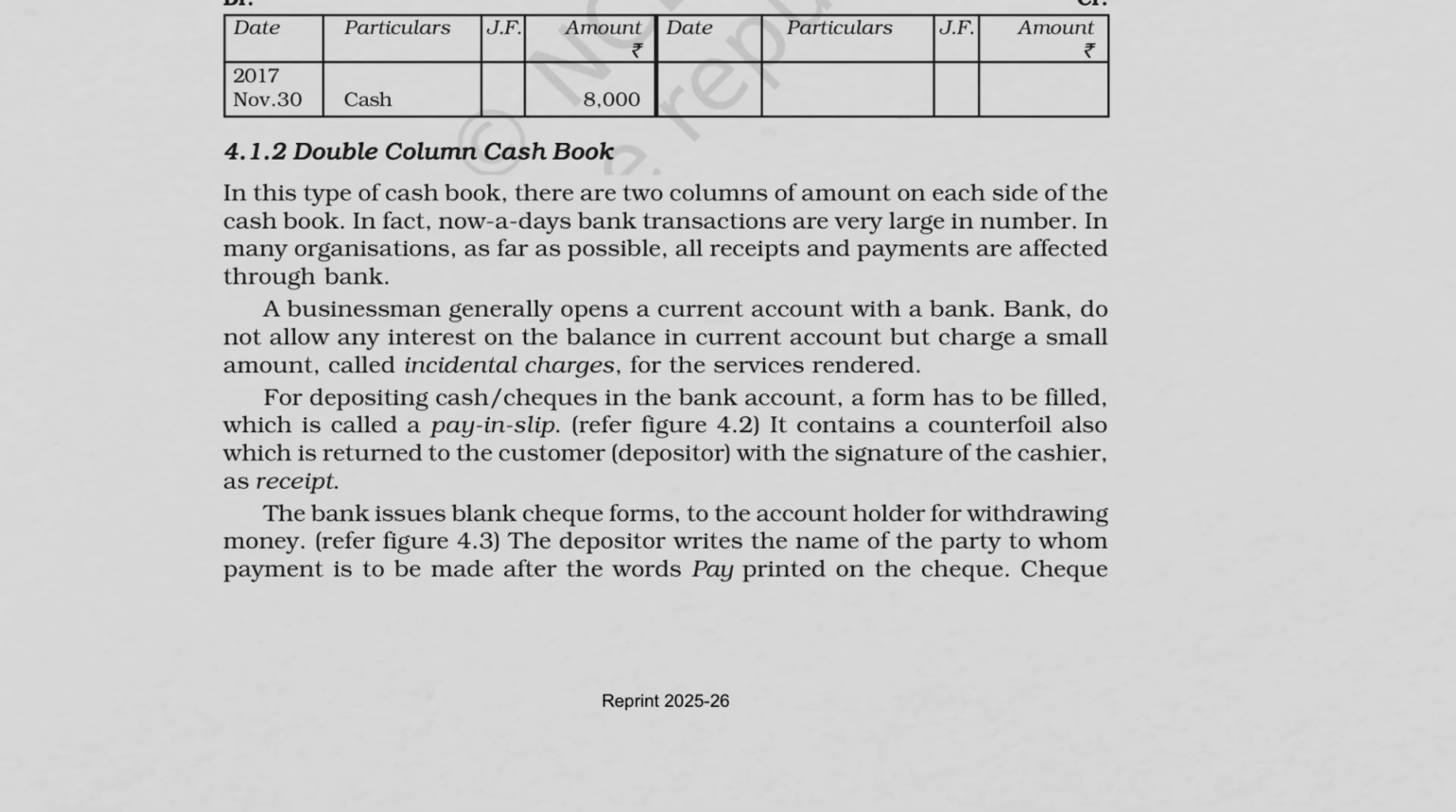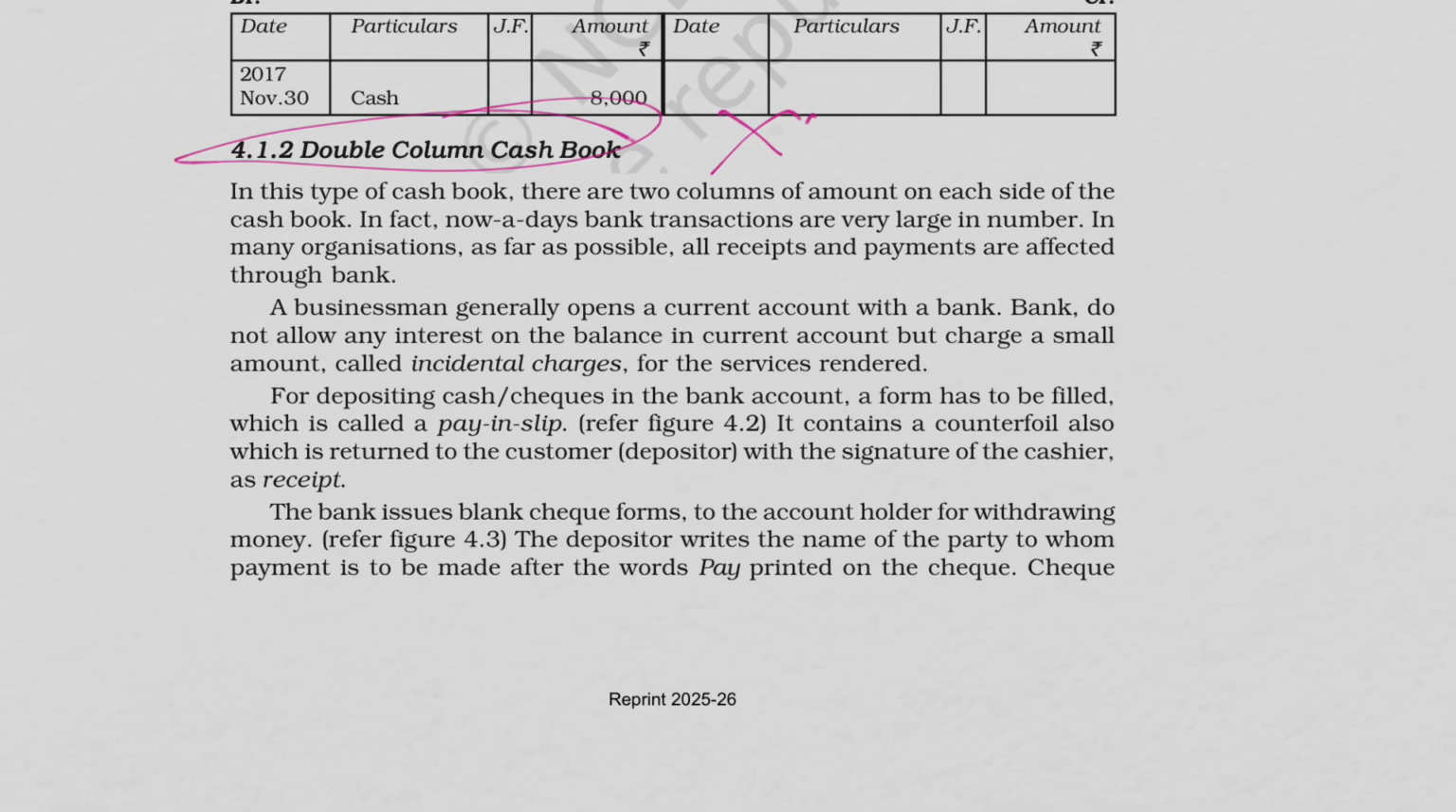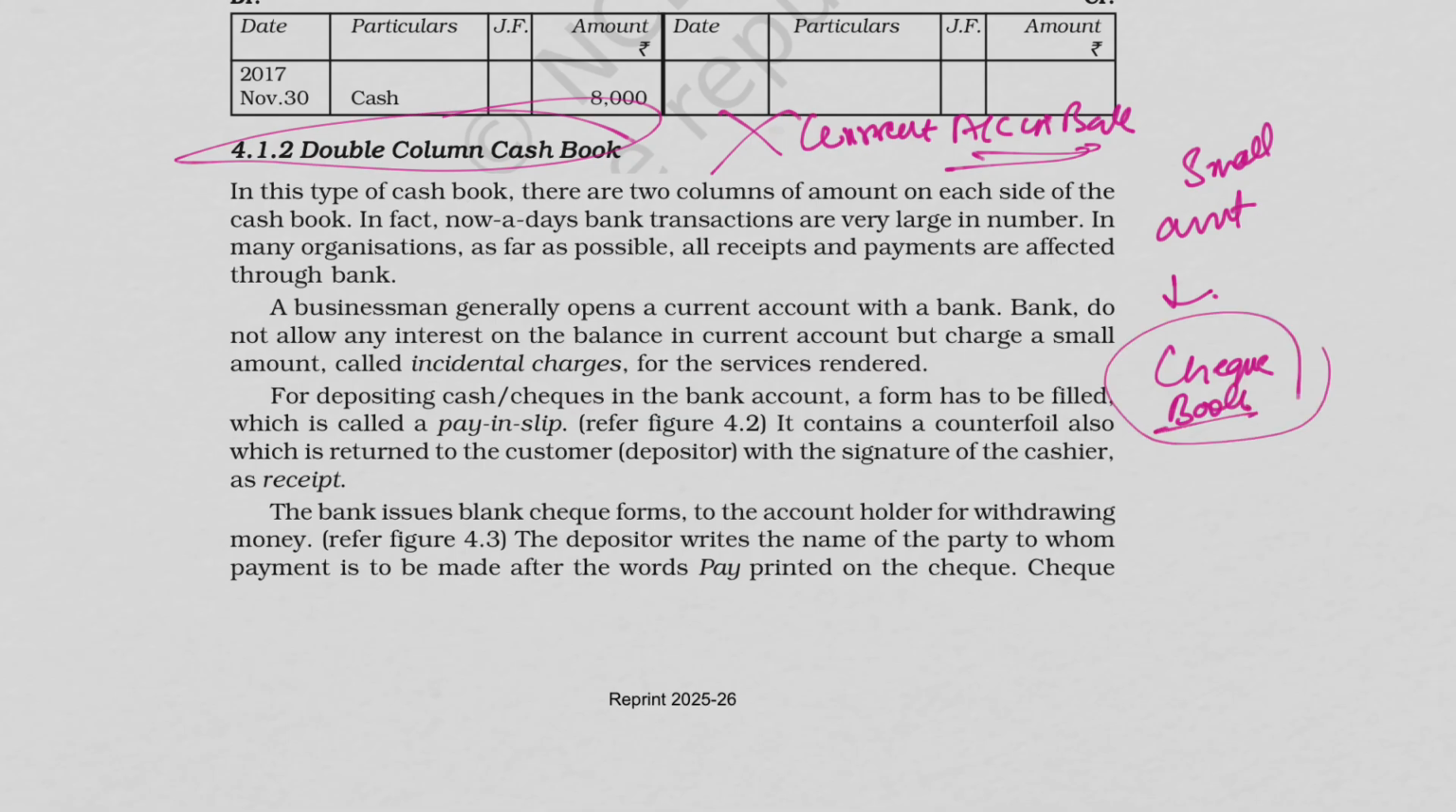Now we'll move towards the double column cash book. Nowadays bank transactions are very large, so businesses do not keep all the money in cash. They open a current account in a bank. The bank does not give interest on a current account, but it charges a small amount called incidental charges, or bank charges. When cash or a check is deposited in the bank, we fill a paying slip. The bank gives us a checkbook for withdrawing money.